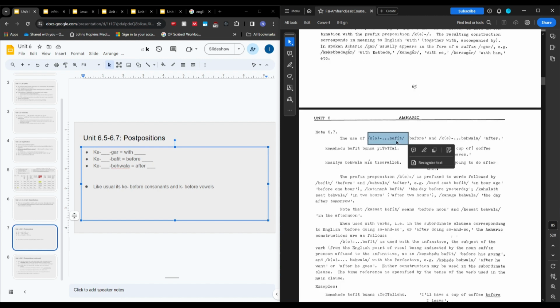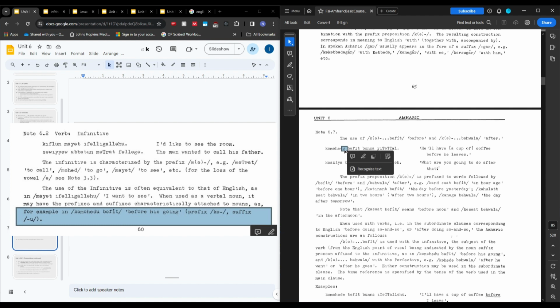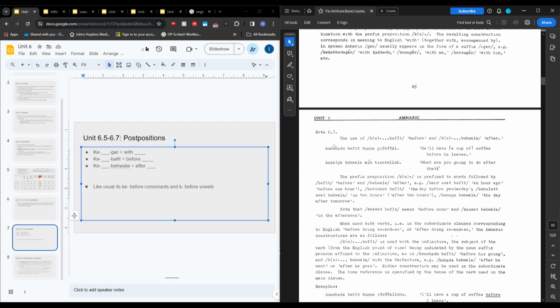The other one is ke bafit. It'll just make it before something. So ke mehid is an infinitive, but here it's going to be used like a verbal noun because it has a prefix attached to it, and then u. So this is kind of similar to the example that we saw above, and then bafit. So this is before something. So I'm going to say before his going, bunna yetetal. Bunna is coffee, metetat is to drink, and then this is conjugated into the imperfective for he will do something. So before his going, he will drink coffee. He'll have a cup of coffee before he leaves. Yeah, similar idea. I think my translation is more direct.